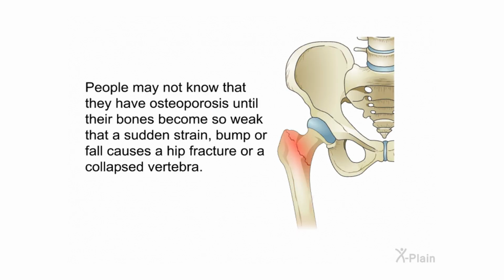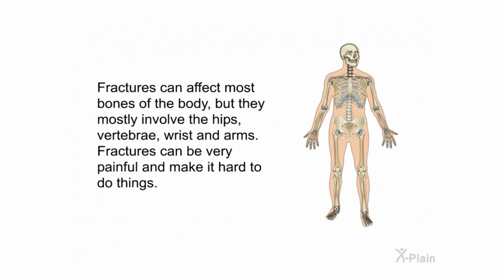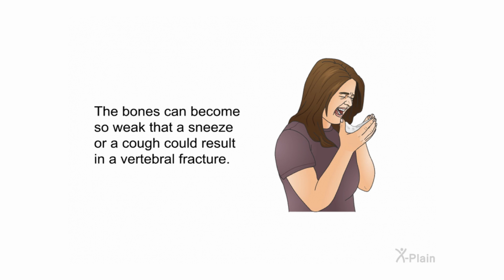Symptoms. People may not know that they have osteoporosis until their bones become so weak that a sudden strain, bump, or fall causes a hip fracture or a collapsed vertebra. A collapsed vertebra may cause severe back pain, spinal deformities, or severely stooped posture. Fractures can affect most bones of the body, but they mostly involve the hips, vertebrae, wrist, and arms. Fractures can be very painful and make it hard to do things. The bones can become so weak that a sneeze or a cough could result in a vertebral fracture.